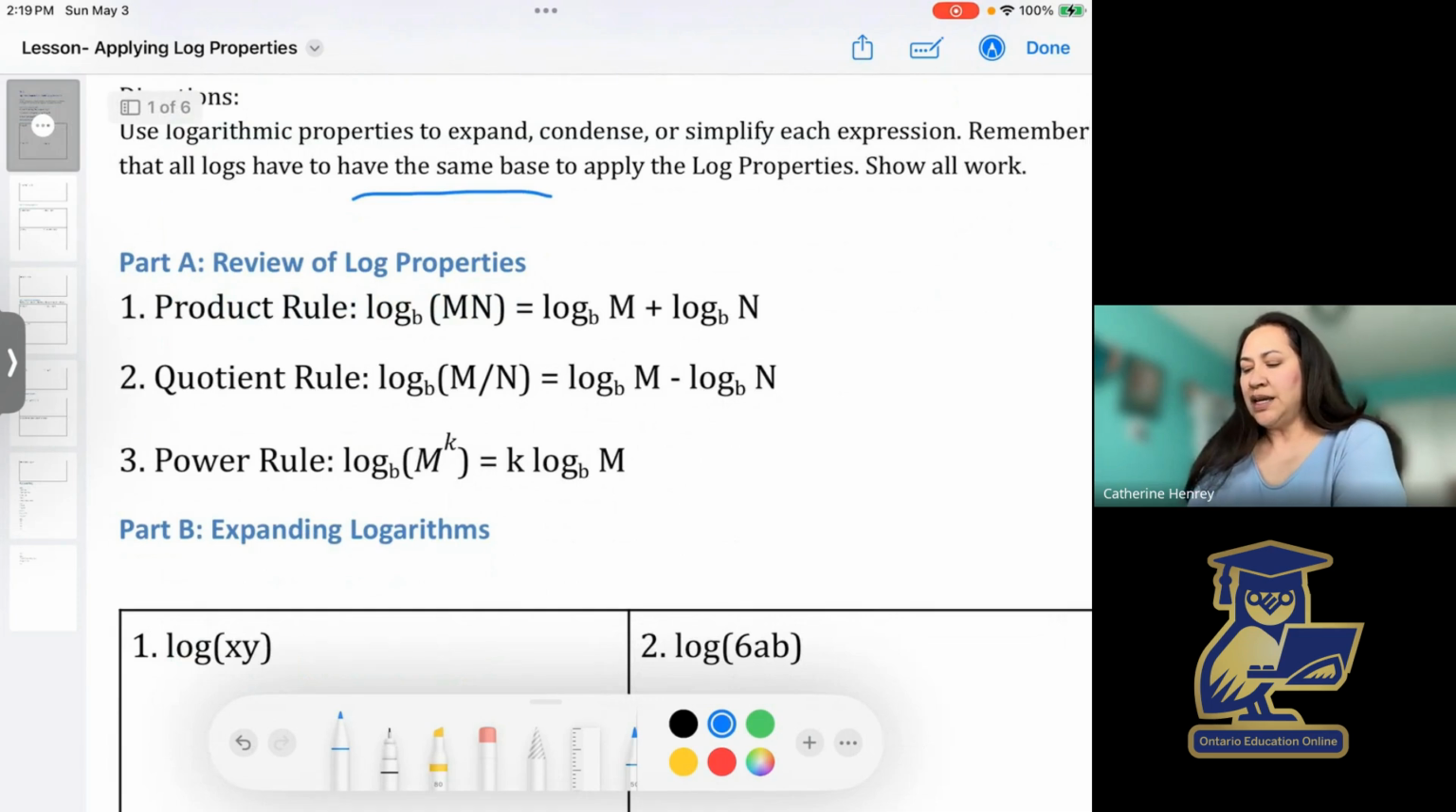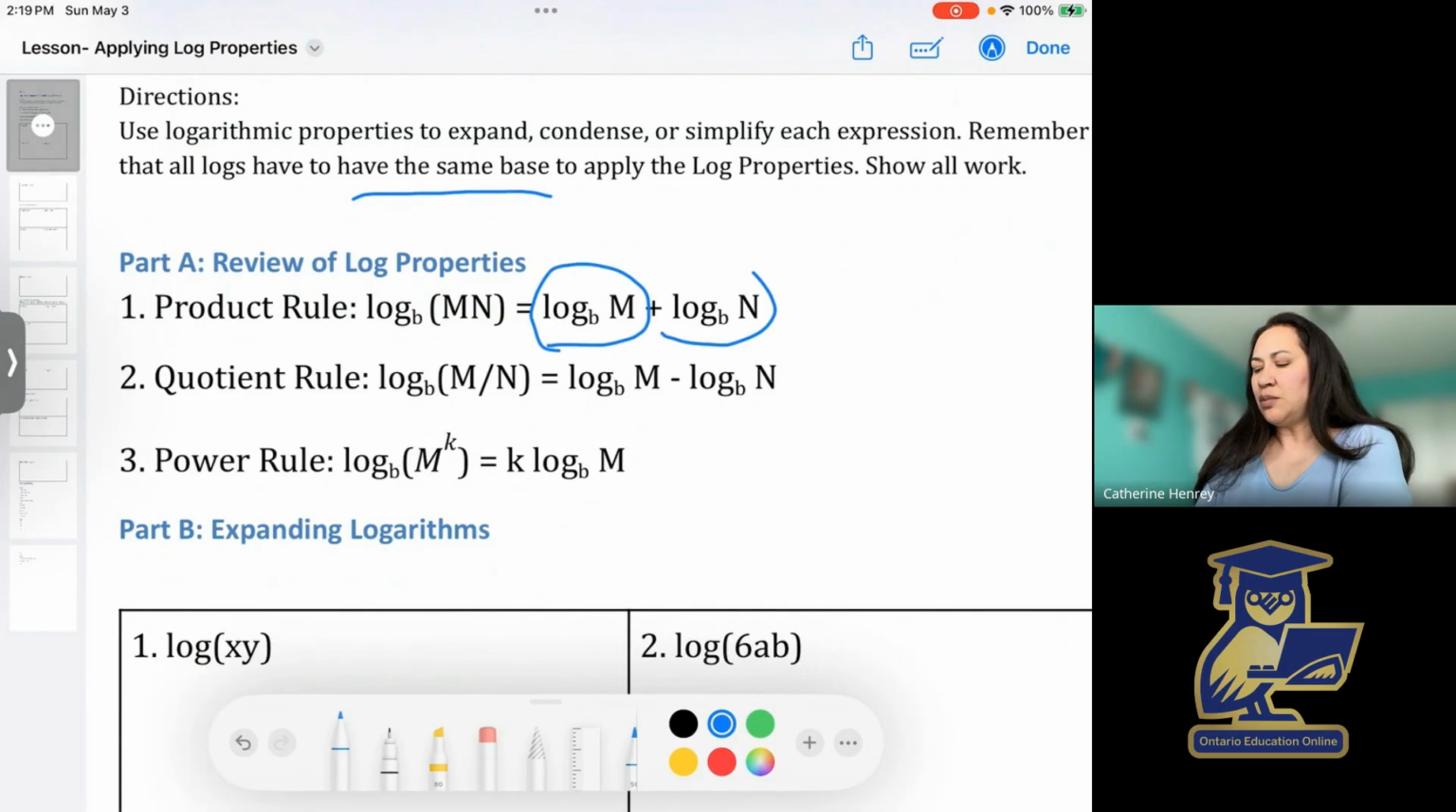The product rule is the log of m times n to the base of b is the same thing as splitting that into 2 separate terms and taking the log of m to the base of b plus the log of n to the base of b. So multiplication allows us to have an addition of 2 terms. Then we have the quotient rule, and the log of m divided by n to the base of b allows us to split into 2 terms, but this time use subtraction between them. So the log of m to the base of b minus the log of n to the base of b.